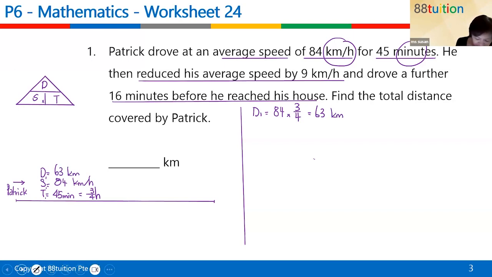All right. For the second part of the journey, what he did is he reduced by 9 kilometers per hour. So from here to here, there is another part of the journey moving forward. Again, I will have your D, S, and T. But this is the second part. That's why I put 2, 2, 2.